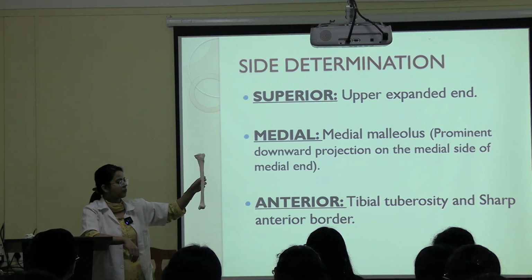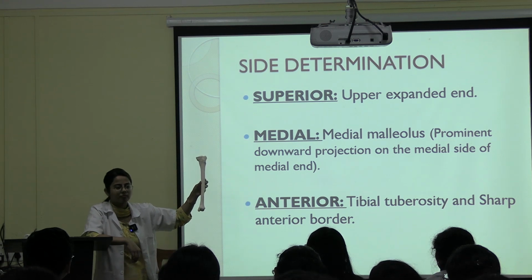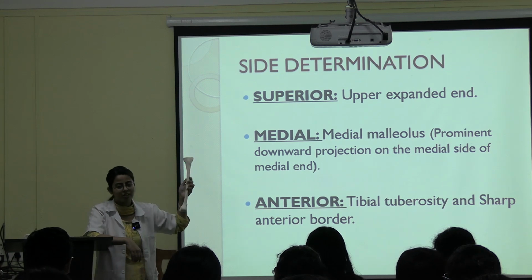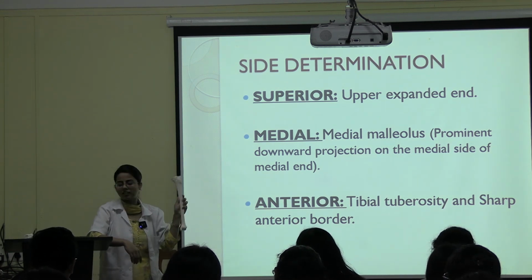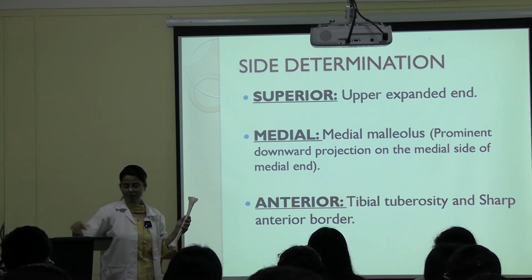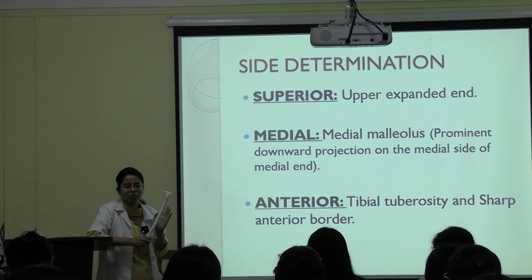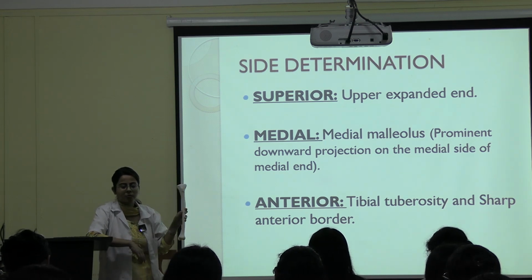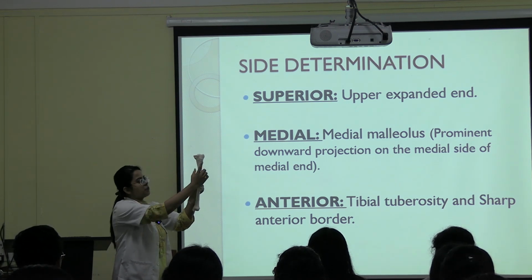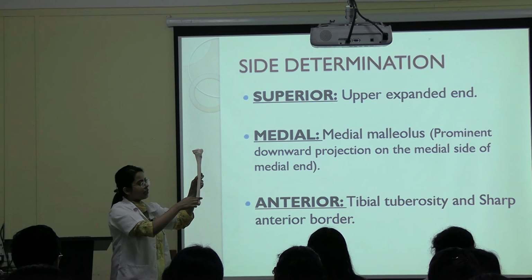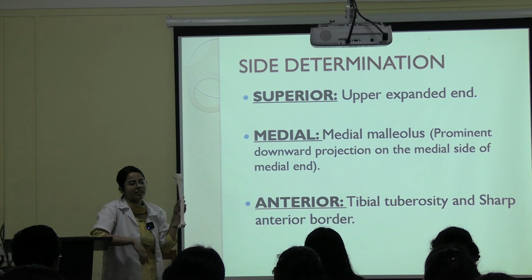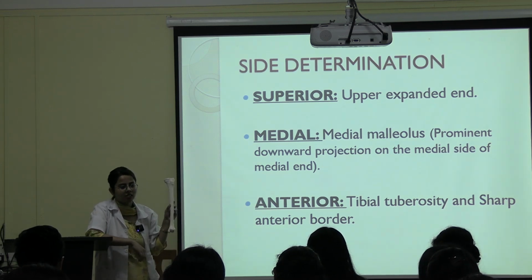So can you tell me which sided tibia it is? Left side. So I am holding it with which hand? Left hand. So left sided tibia, hold it with left hand. If it is right sided, hold it with right hand. Clear, position, side determination, anatomical position. I am saying it again. Upper expanded part should be superiorly, tibial tuberosity along with the sharp anterior border anteriorly, and medial malleolus should be present medially. Everyone is clear about medial and lateral? Yes, clear?